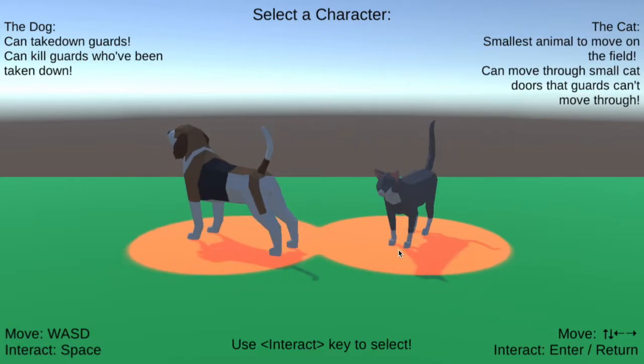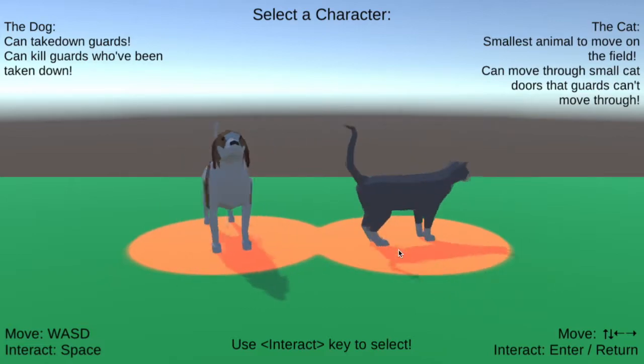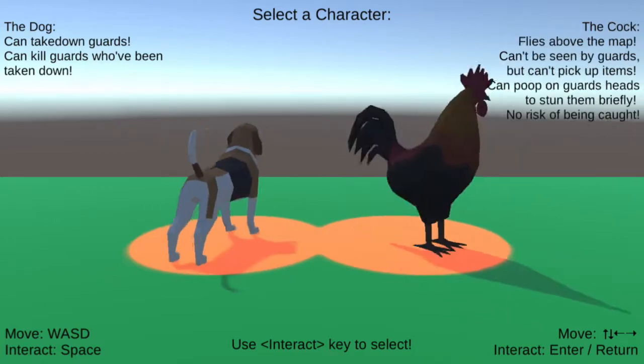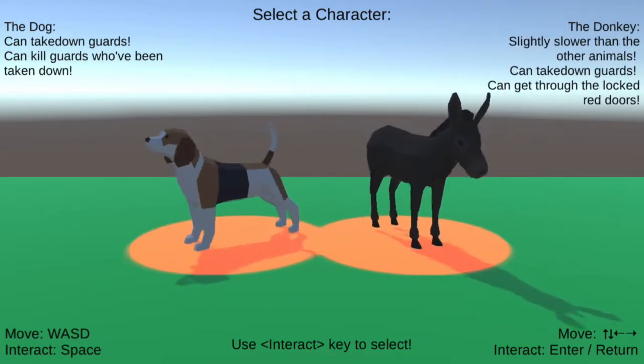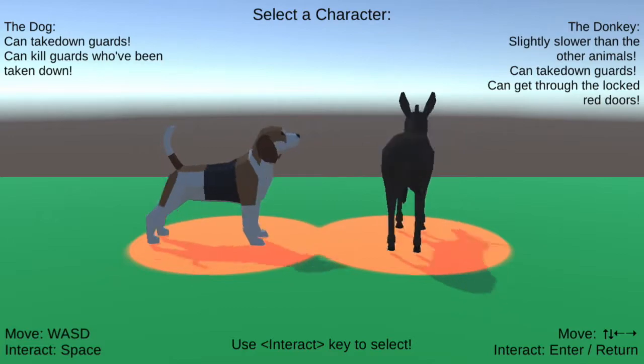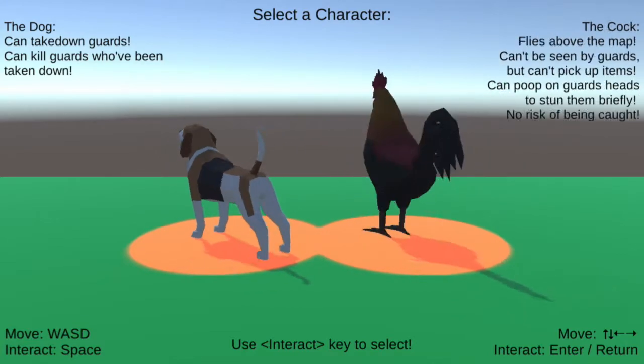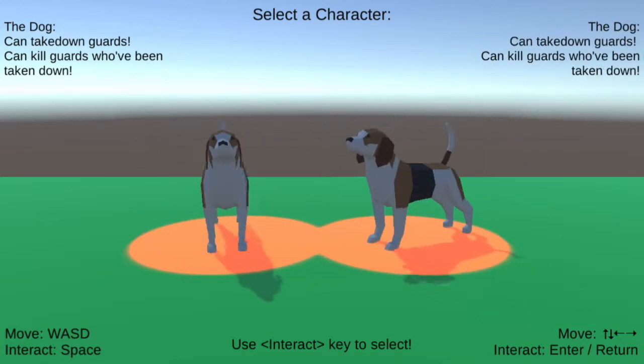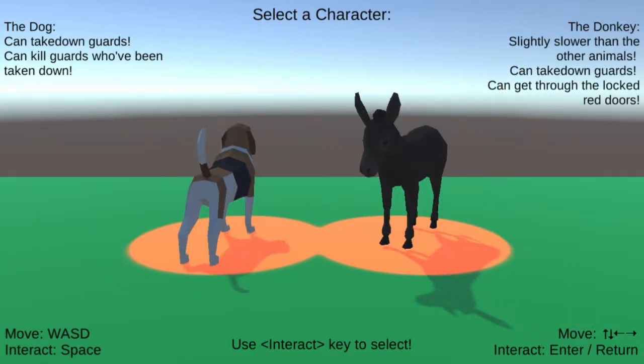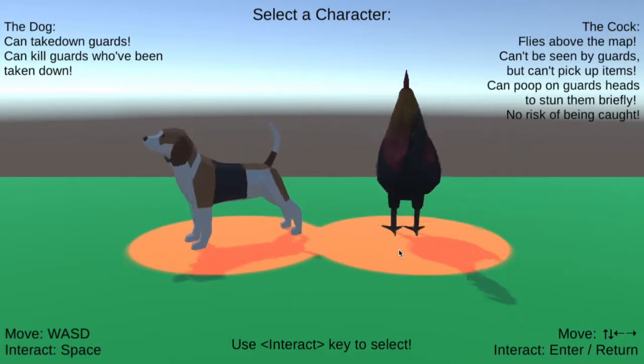And so if I'm the cat, I'm the smallest animal, I can move through small cat doors that the guards can't. What's the interact key? Sorry. For you, it's space. Space. Down the bottom left. Thank you. I quite like this. There's a little selection screen. This is quite cute, isn't it? Slightly disproportionately sized animals, maybe. It's the most enormous chicken in all the world.